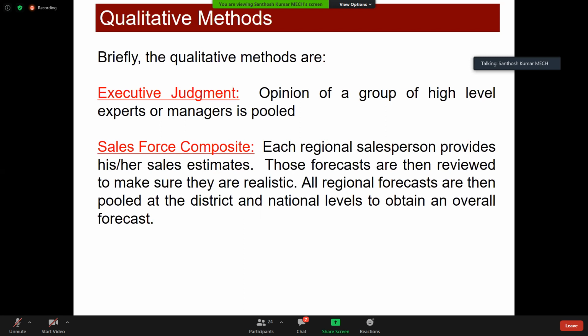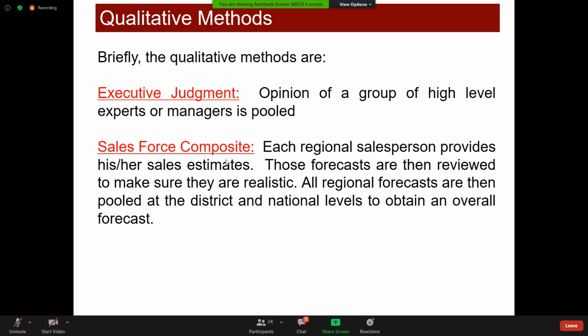The opinion of a group of high-level experts or managers is pooled. As I said, in many companies, those who are in higher positions have already gone through so many obstacles and seen how the market runs. All those things they might have seen. Those executive people will share previous data or experience with the present GM or department head. So that will be one more data point for the company.